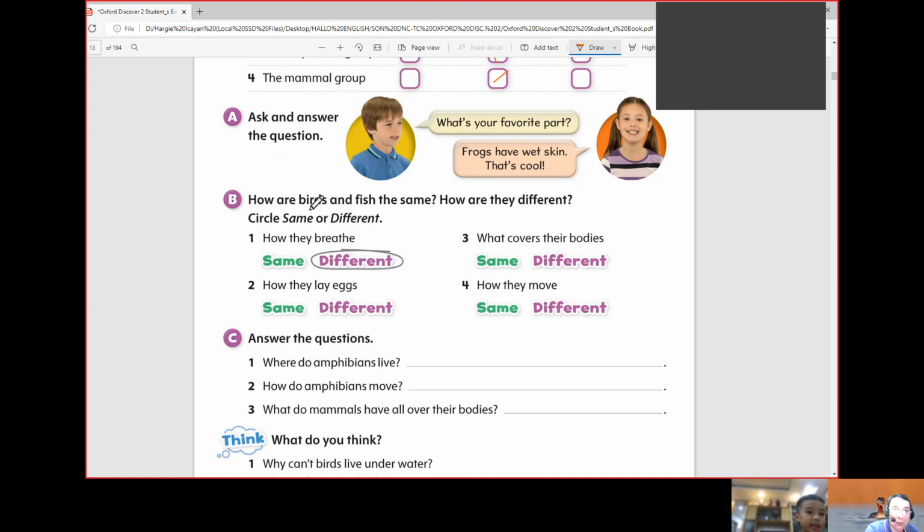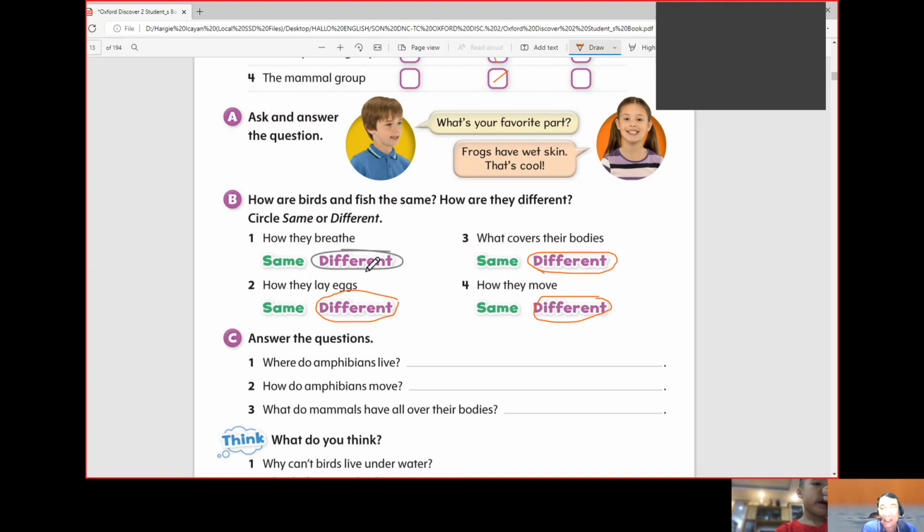So we are going to compare birds and fish. How they lay eggs, same or different? Different. Very good, that's correct. What about what covers their bodies? Is it the same or different? Birds and fish, different. Very good. What about how they move? Different also. Okay?